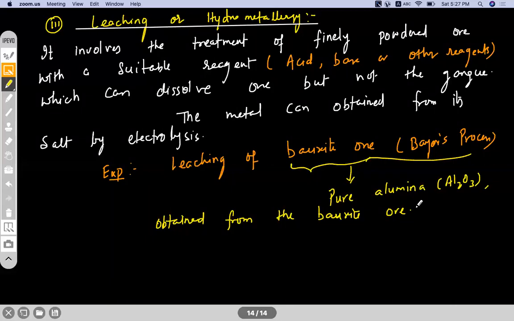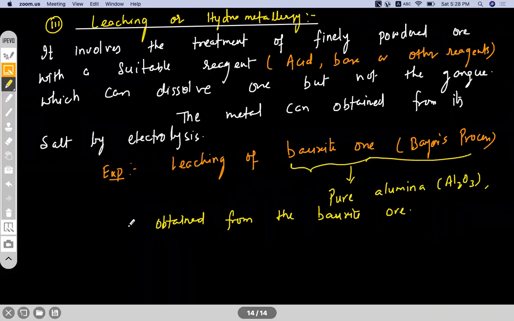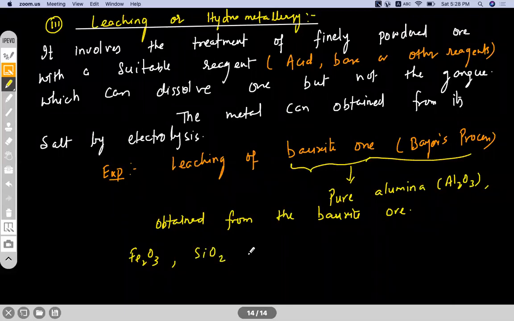Okay. Generally, in bauxite, the impurities present are iron oxide, Fe2O3, silica, SiO2, and titanium oxide, TiO2. Now, these are facts. You cannot do anything about it. What impurities are present, you have to memorize. So in bauxite, all these impurities we have.